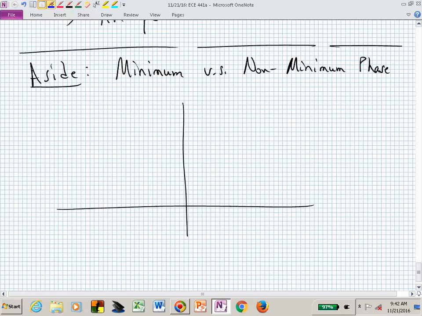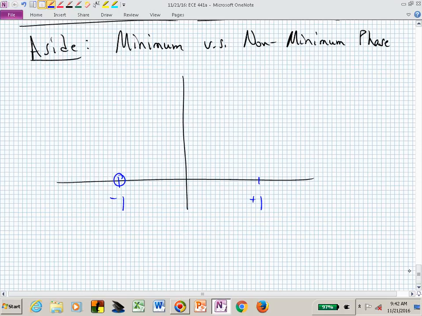If I had, let's just say I'm right there for 1, 0, and the comparison 0 is right there at plus 1, just for values to think about. Here is my 0 that's in the left half plane, and this one we refer to as a minimum phase. In comparison to one that's over here, and this one we would call a non-minimum phase.